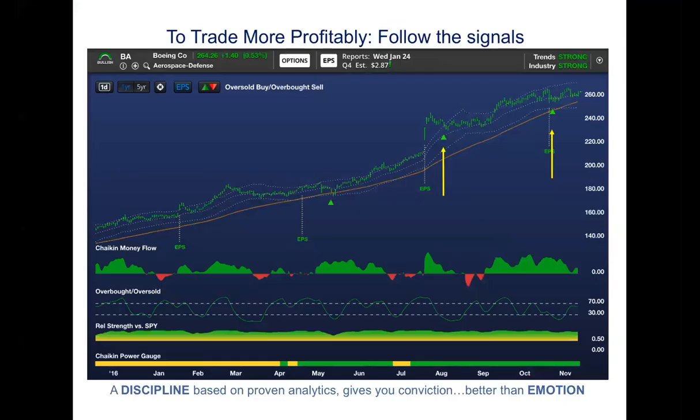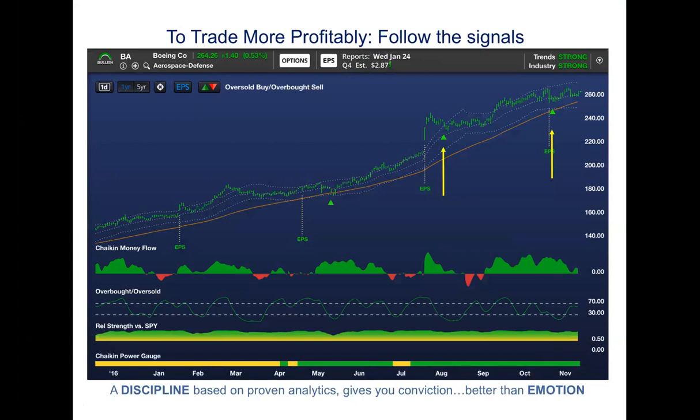Well, the buy signal on Boeing came right after a spike up and a positive earnings surprise. I don't like to buy there. I want to wait for sideways to down movement. You got it, 8-day low, oversold buy signal. Not many people would pull the trigger on that trade. I'd have a hard time pulling the trigger. But if you follow the signals, you'll trade more profitably, because any entry point based on a discipline that uses proven analytics is better than trading on your emotions.